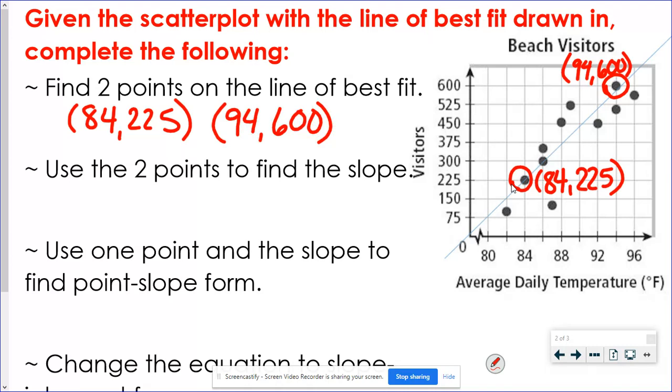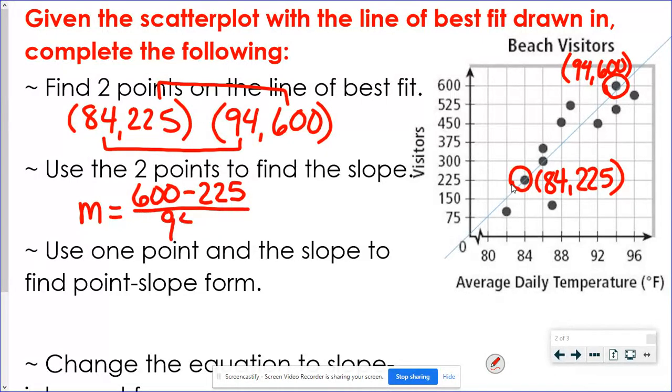Now I want to find the slope. So remember, the slope is where we subtract the y's on the top, subtract the x's on the bottom. Feel free to look back at your notes if you need that slope formula. When I do this, I'm going to just subtract the y's, subtract the x's. So I'll have 600 minus 225 and 94 minus 84. So that's 600 minus 225. Let me just double check this so I don't make a mistake while we're recording. That's going to give me 375. And my denominator is 10.